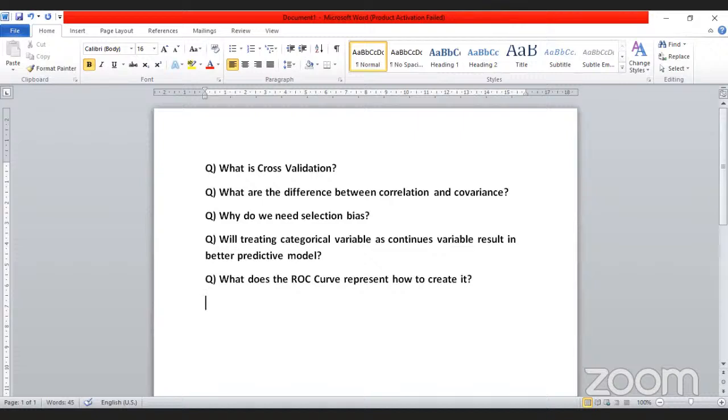So did you understand what the ROC curve is? It is nothing but the representation of true positive rate and false positive rate at different thresholds. Okay, now how to create it? The ROC curve is created by plotting values of true positive rate against the false positive rate, right? True positive rate means sensitivity, against the false positive rate, that means 1 minus specificity, okay?